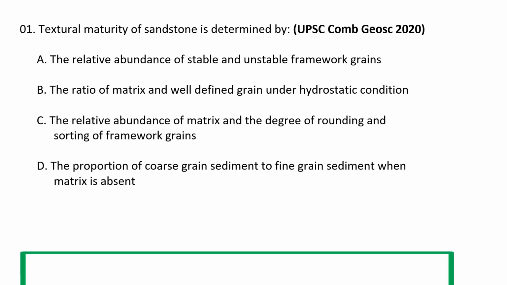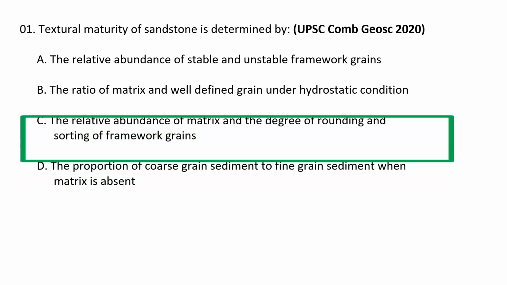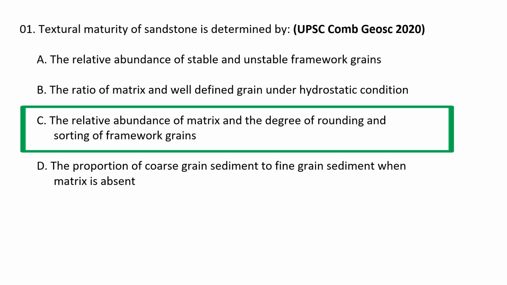So, textural maturity of sandstone is determined by the relative abundance of matrix and the degree of rounding and sorting of framework grain. Textural maturity is nothing but the sorting and roundness of grains, and compositional maturity is a distinction made for conglomerates and sandstone based on the relationship among the larger class. So the maturity of sandstone is determined by the degree of sorting and roundness of the grains. C is the correct answer.